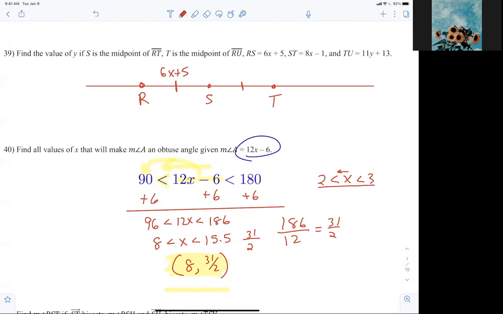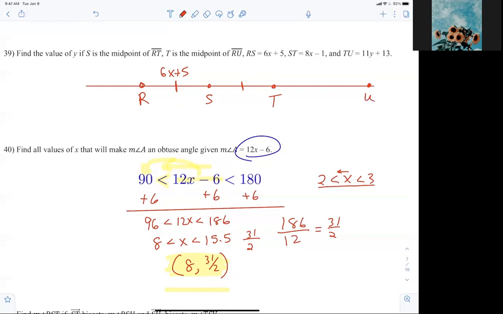S is the midpoint of RT, and T is the midpoint of RU. So U would have to be way over here. I was going too fast. U would have to be over here, so it looks kind of good, right?